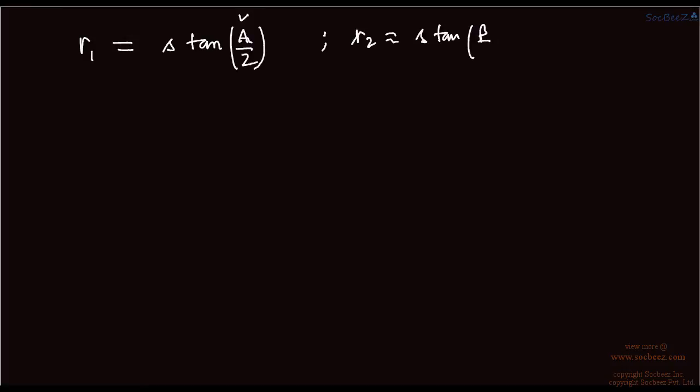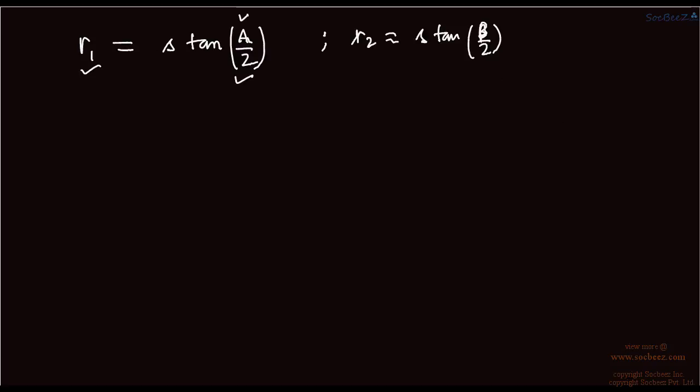For r1, r2 and r3 we have two more formulas. r1, the radius of an excircle, is s tan A by 2. Again it is related to A, only A here. Similarly r2 can be written as s tan B by 2. One of the most interesting things about this chapter is that you can just relate r1 and A and you can easily remember these formulas.